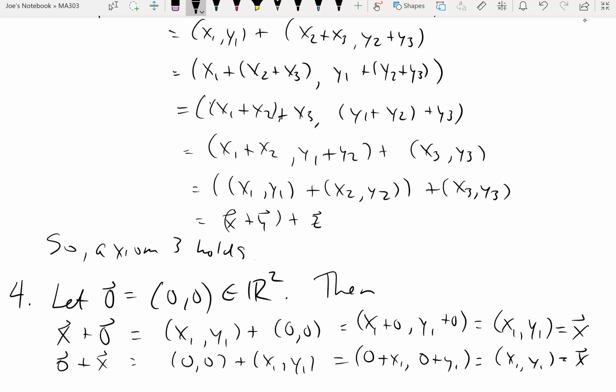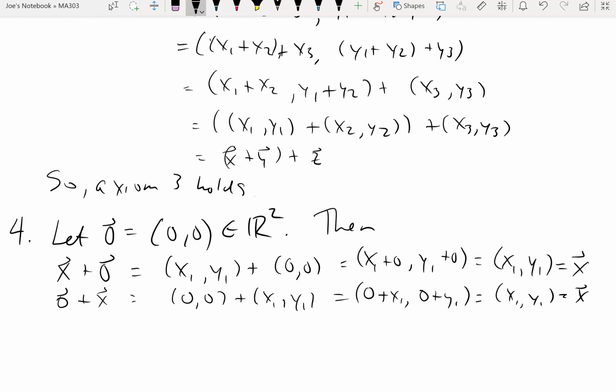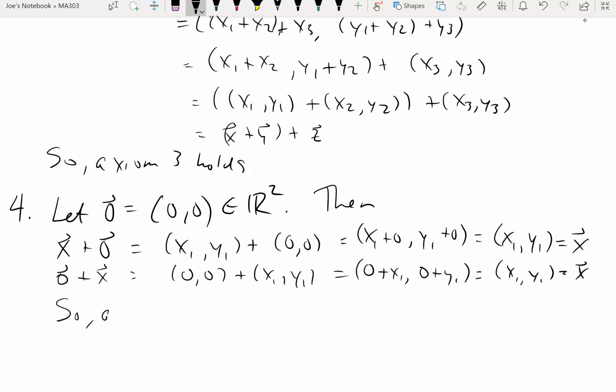Again, once you've identified what you think is the 0 vector, it's just a matter of showing that it really does work, that you end up back to where you started with. Any questions on that one?